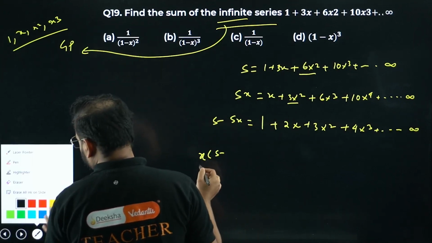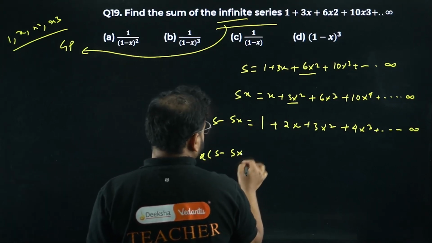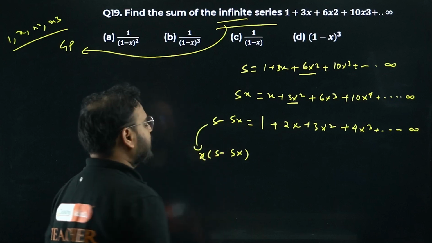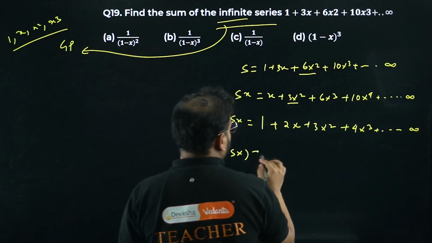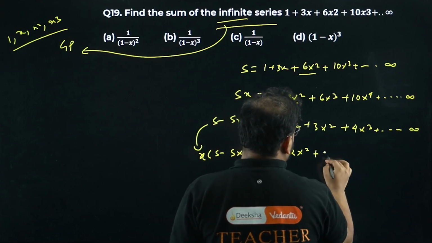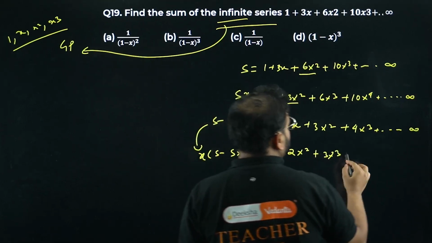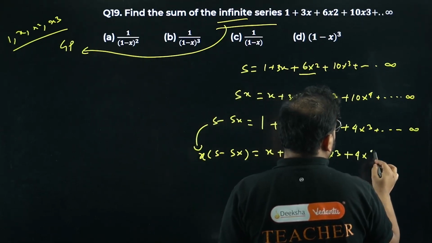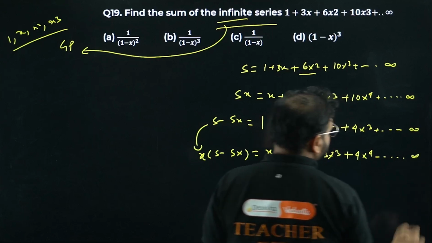Okay, I'm writing here s minus sx. I'm multiplying this with x. Okay, so what I get for this? Have a look. I have x plus 2x square plus 3x cube. Now it makes sense, right? Yeah, 4x power 4. Yeah, please check till infinity.